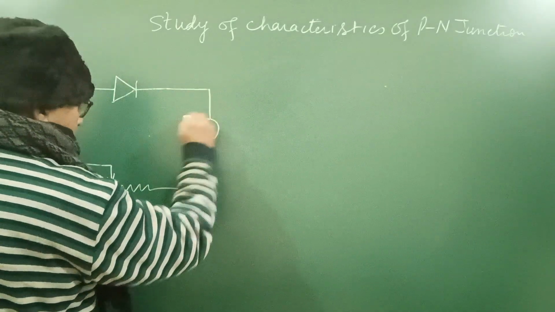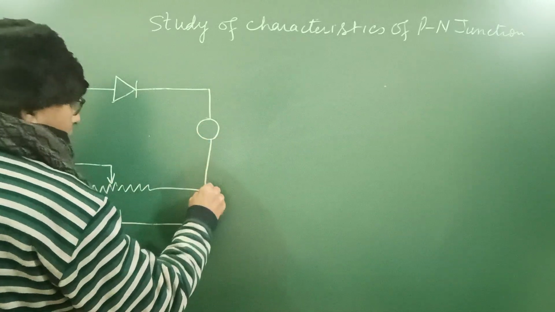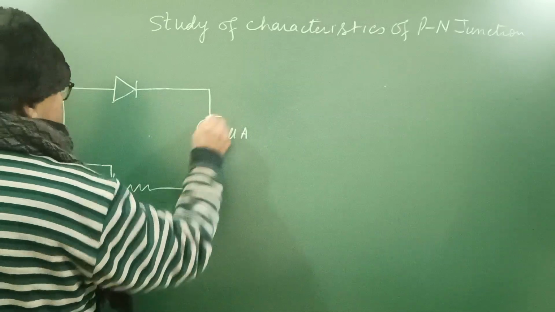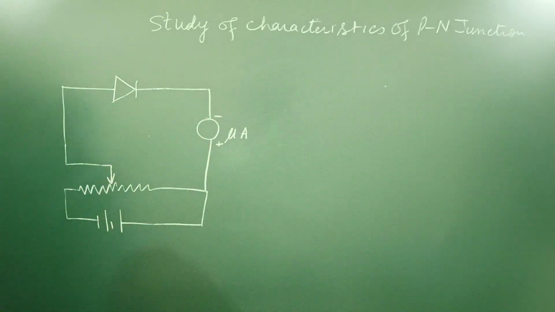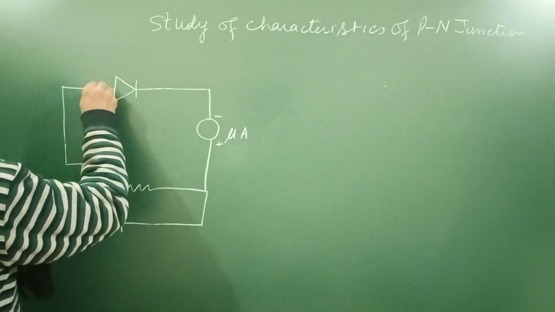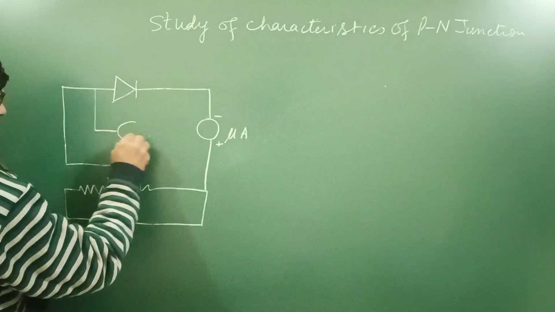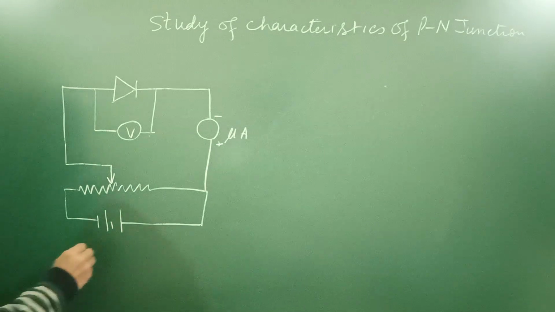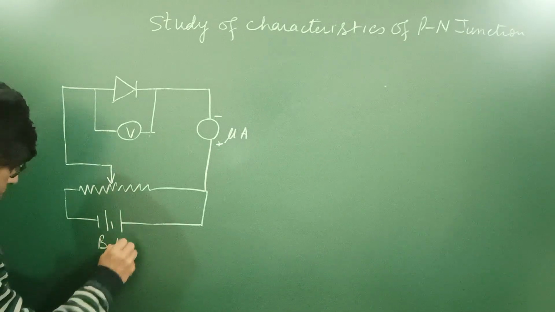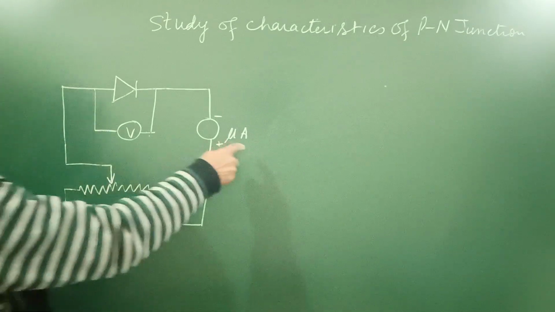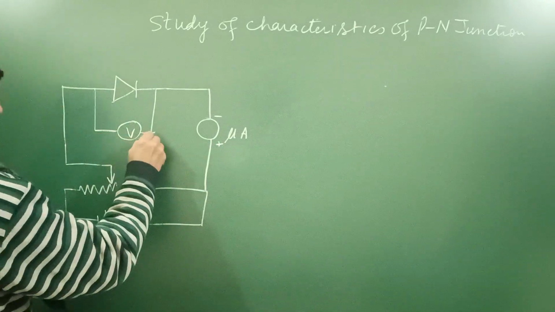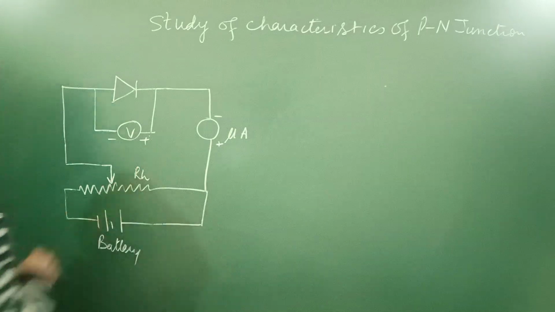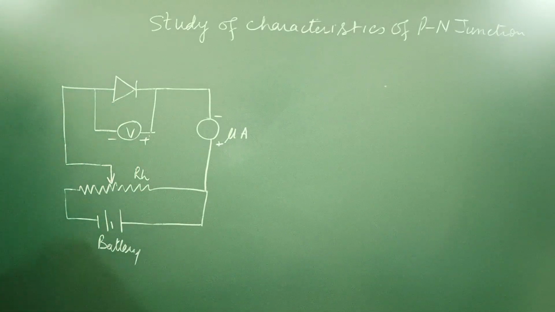Here I connect microammeter, plus minus, and connect here a voltmeter, battery, microammeter, voltmeter, plus minus, RH rheostat as potential divider.